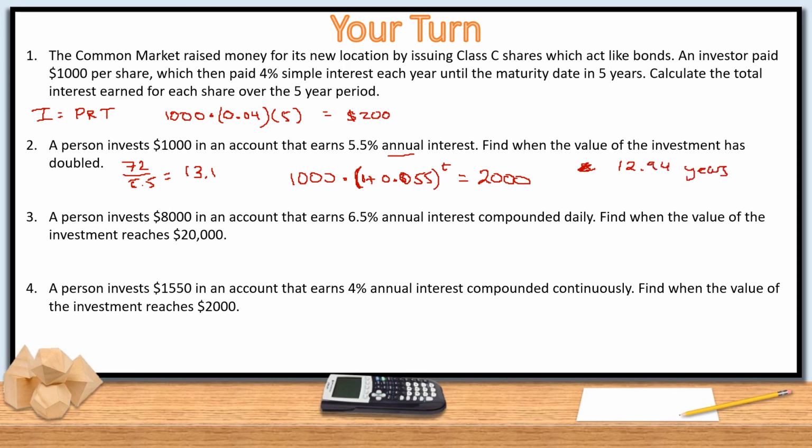So the rule of 72 is like a rough guide. That's approximately how long it'll take. So 13.1 versus 12.94, very close approximation.